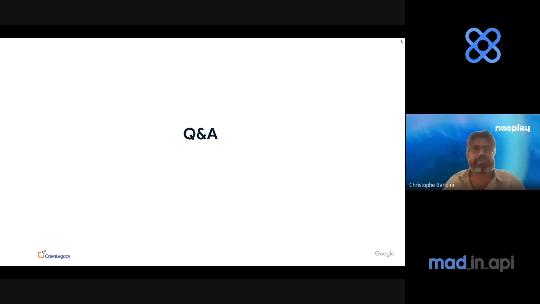I just had one quick question regarding smart caching, because actually you've got caching in Google as well. So it's an additional layer. What is the added value there?